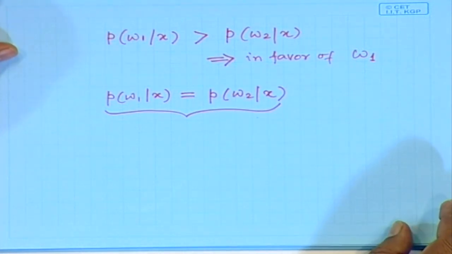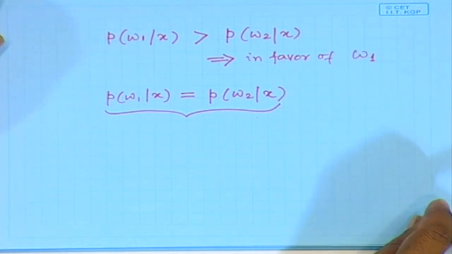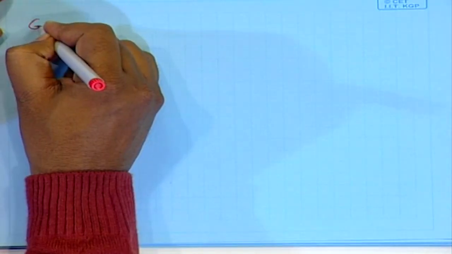So, this was the basic Bayes decision theory, where we have two classes omega 1 and omega 2, and our decision was one of two decisions: either the object has to be put in class omega 1 or the object has to be put into class omega 2. Now, there can be a generalization of this Bayes theory. So, the generalized Bayes theory can be put something like this.